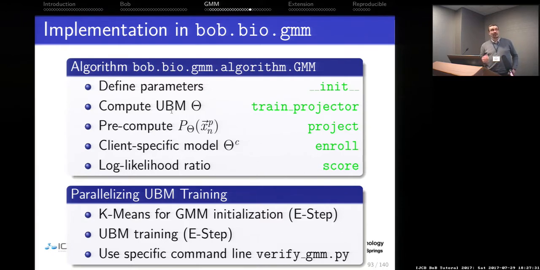And for the UBM computation, as I said, we use the k-means first, and then this iterative EM for the UBM. And we have parallelized this UBM training, where we have parallelized the E-step for k-means and for GMM. For that, we have generated a specific command line, verify_gmm.py, that will only work on a GMM-based algorithm, so that you can use this parallelization. You can also use this algorithm with the verify.py, but then it won't parallelize the training.